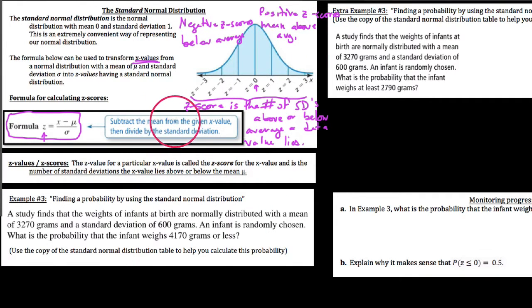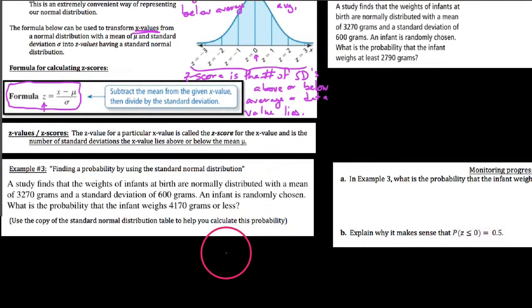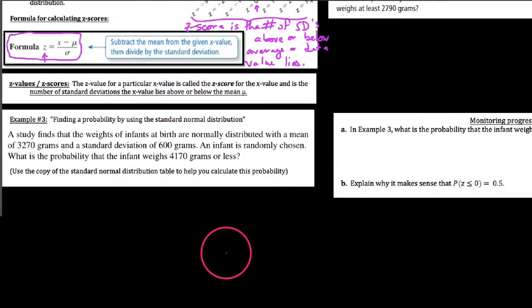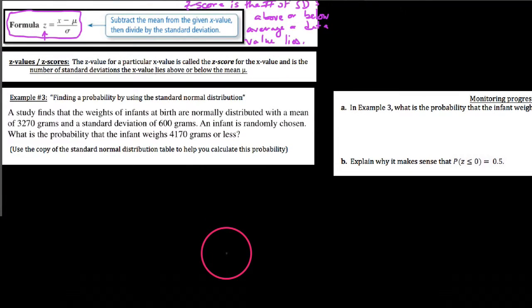And so what I want to do is articulate why we would want to change things into a z-score in the first place by taking a look at this example here and setting it up the same way that we had looked at in the last problem. So what we have here is that a study finds that the weights of infants at birth are normally distributed. That means that we have a bell-like distribution when we look at their data. They tell us that the mean birth weight of a child is 3,270 grams. So 3,270 grams. Let's go ahead and start by writing that down. Our mean is 3,270, and we're going to label this in grams.